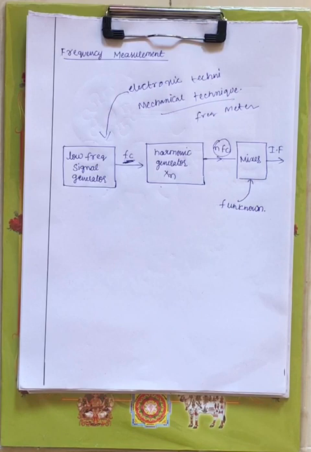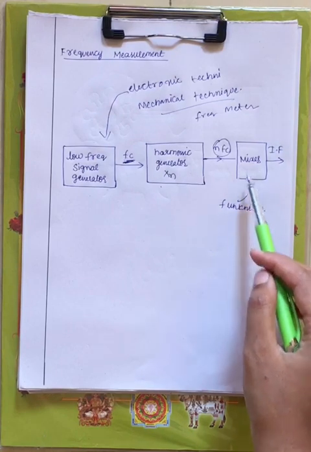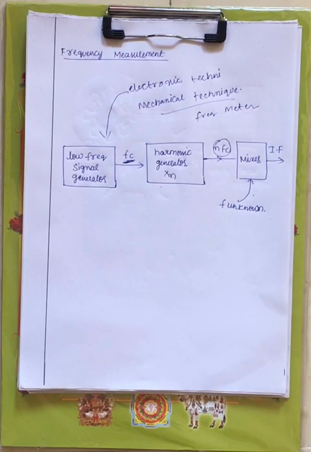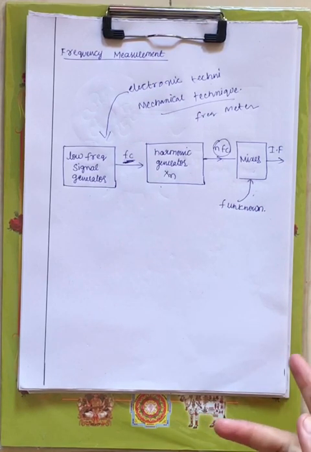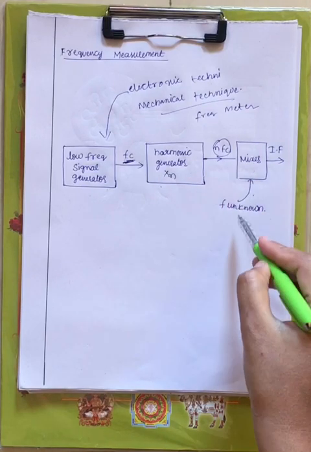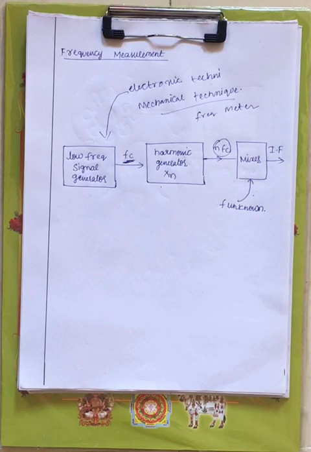Now nFc is given as input to your mixer. As I said in the previous lecture, the mixer is used either to up convert the signal or down convert the signal. Here the inputs to your mixer are two inputs. Using those two inputs, up conversion means addition of these two signals, and down conversion means difference of those two signals. Now we are going for down conversion of the signal.